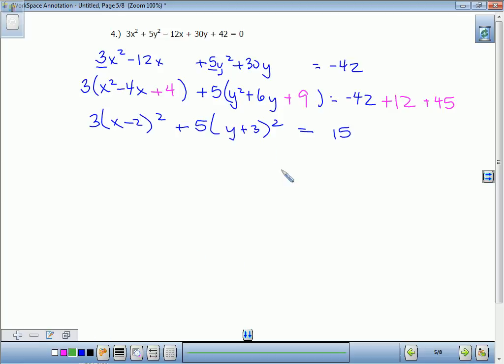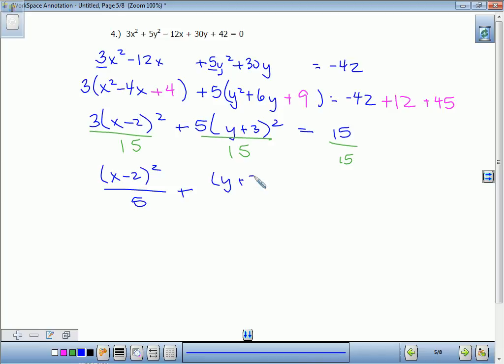And our last step is to divide by 15. So what we get is x minus 2 squared over 5 plus y plus 3 squared over 3 equals 1. Now, you may have noticed that a lot of times these coefficients just kind of swap. And a lot of times they do, but not every time. So they're not always just going to swap.